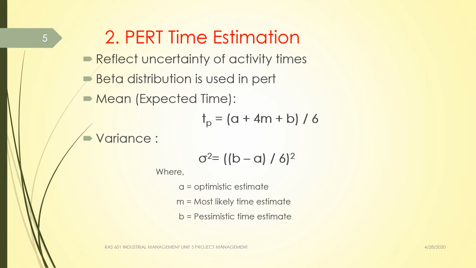Again, the variance can be calculated by taking the difference of the pessimistic time, which is larger, compared to the optimistic time, so (B minus A) divided by 6, the whole squared. The variance within the time can be calculated by this formula.